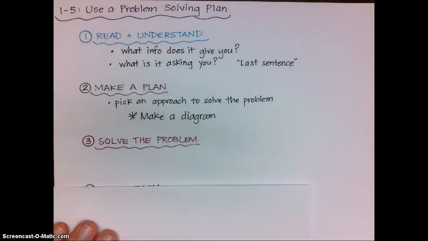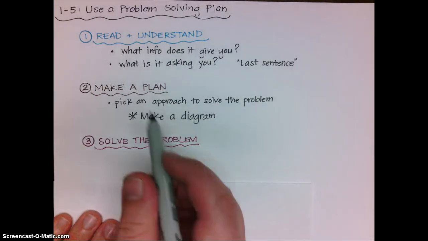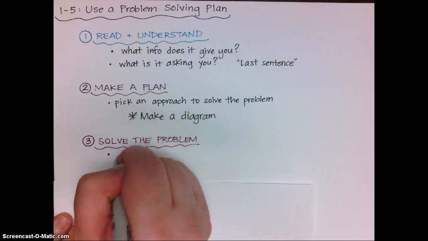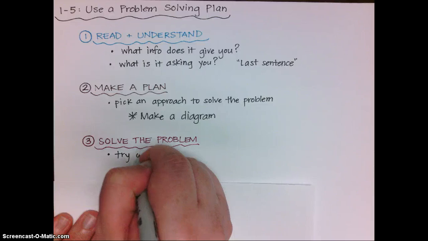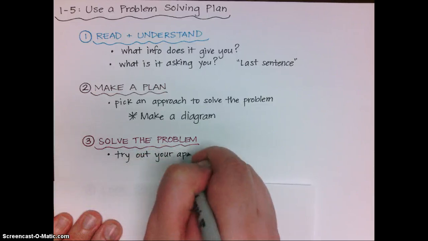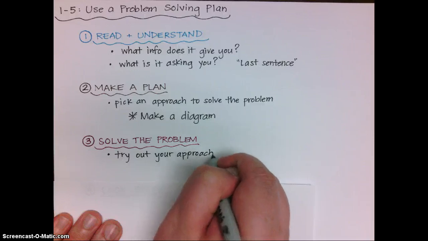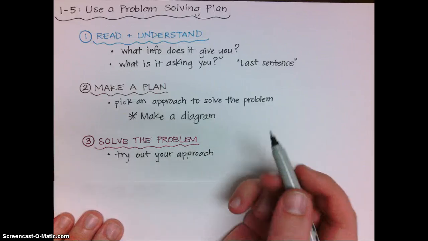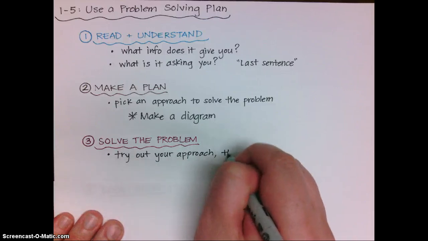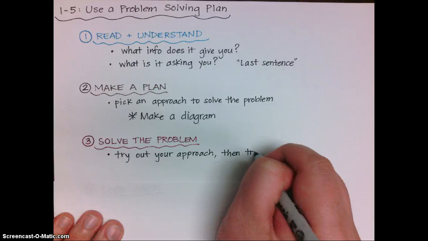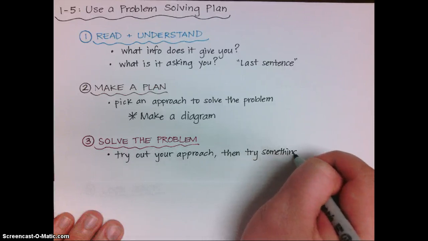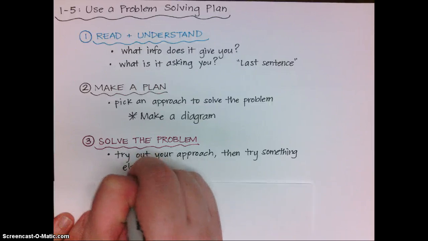Third is just simply solve the problem. Okay, so you chose an approach in your second step, so you're going to try it out. Try out your approach. And what do you think you do if that doesn't work? If it doesn't work, then try something else.